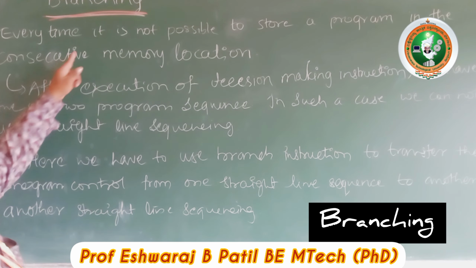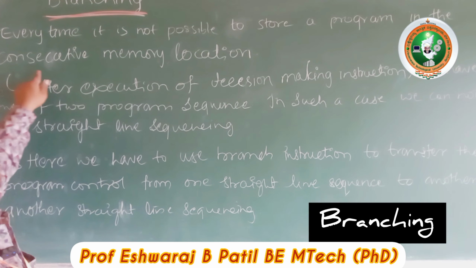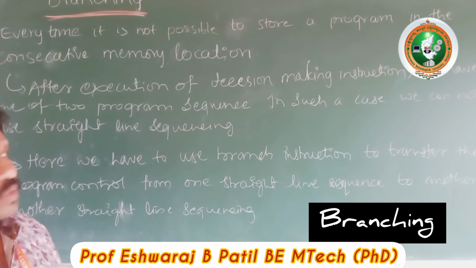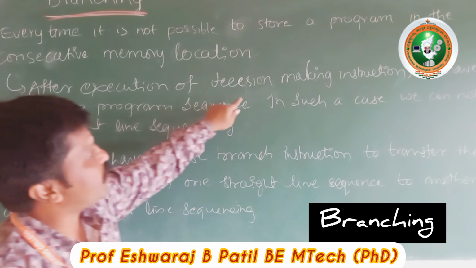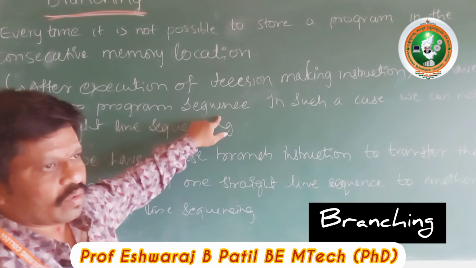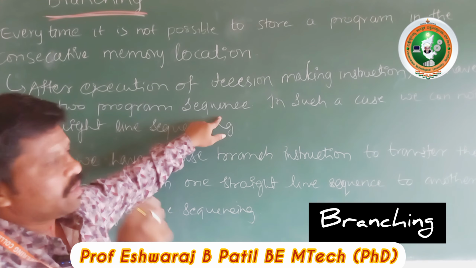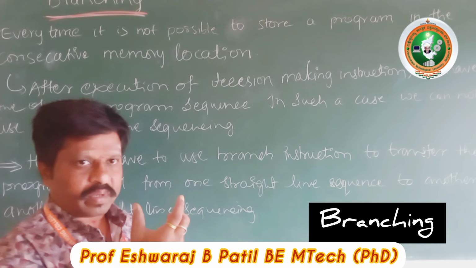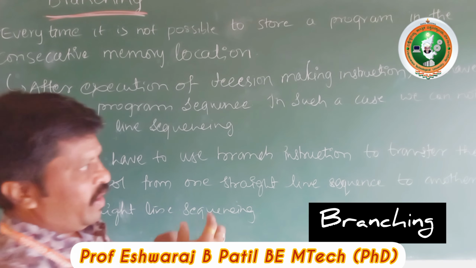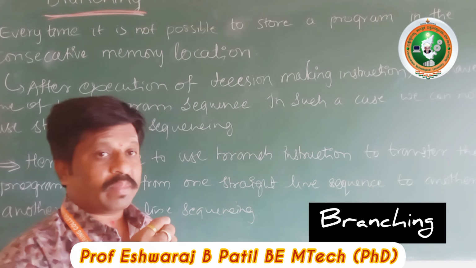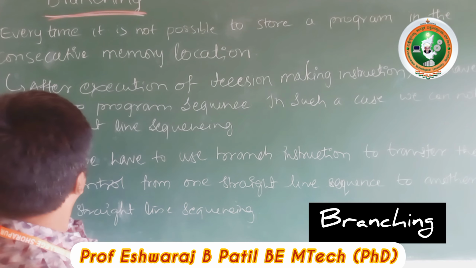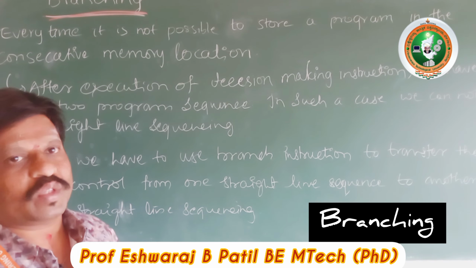What is branching? Every time it is not possible to store the program in consecutive memory locations. Also, after the execution of a decision making instruction, I will have two program sequence options. In such a case we cannot use straight line sequencing. If there is an if statement, then we cannot go sequentially. Straight line sequencing is not possible to execute the program.